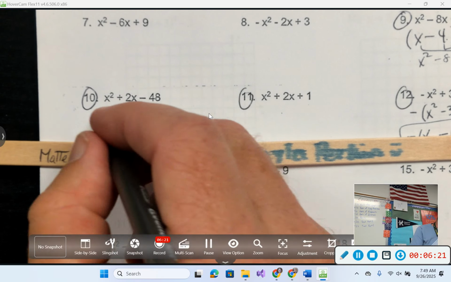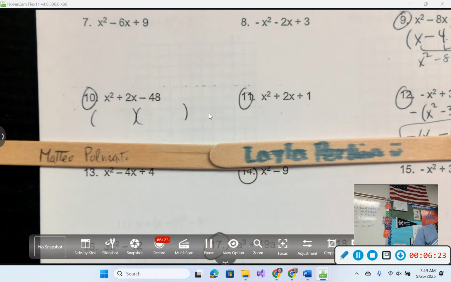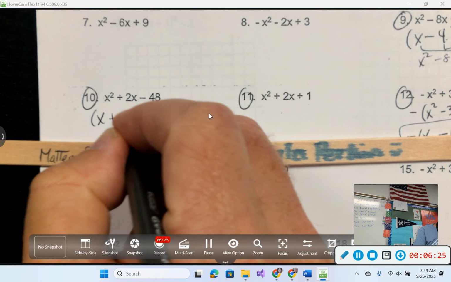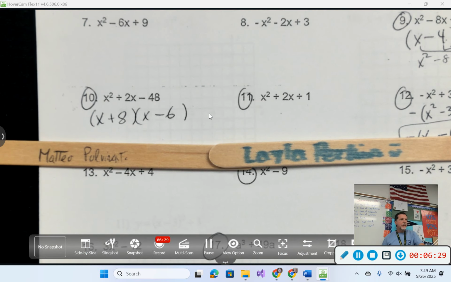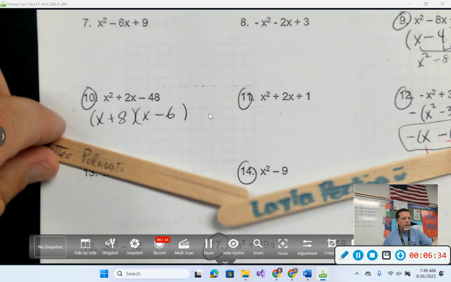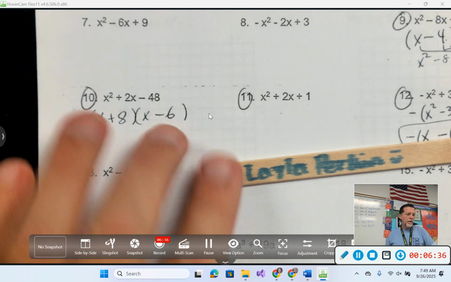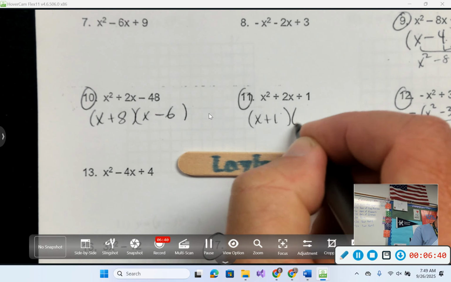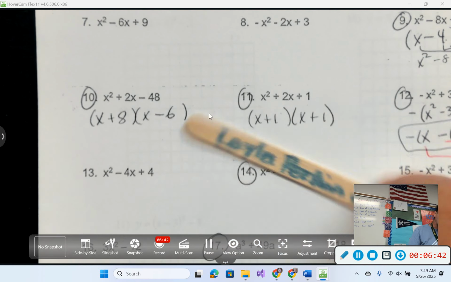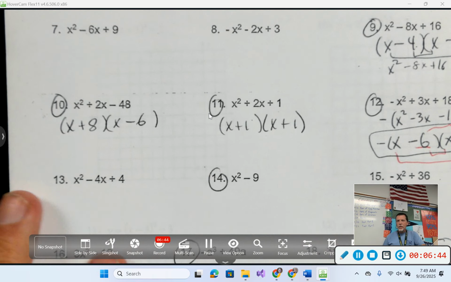Mateo, how about x squared plus 2x minus 48? Plus 8, x minus 6. Good. X plus 8, x minus 6. And again, you FOIL that to check, and Mateo got it right. Layla, how about x squared plus 2x plus 1? Very nice. X plus 1, x plus 1. Any questions on those?